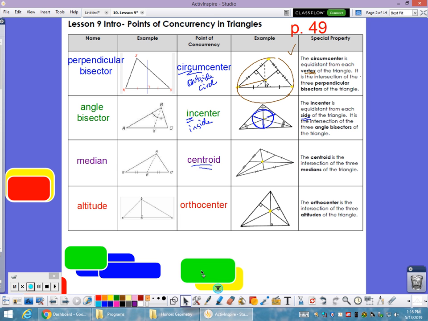So if you notice, these two are useful in some situations, but these are most useful just because of the circle that can inscribe or circumscribe. All right. Hopefully that was enough time to write your notes down.